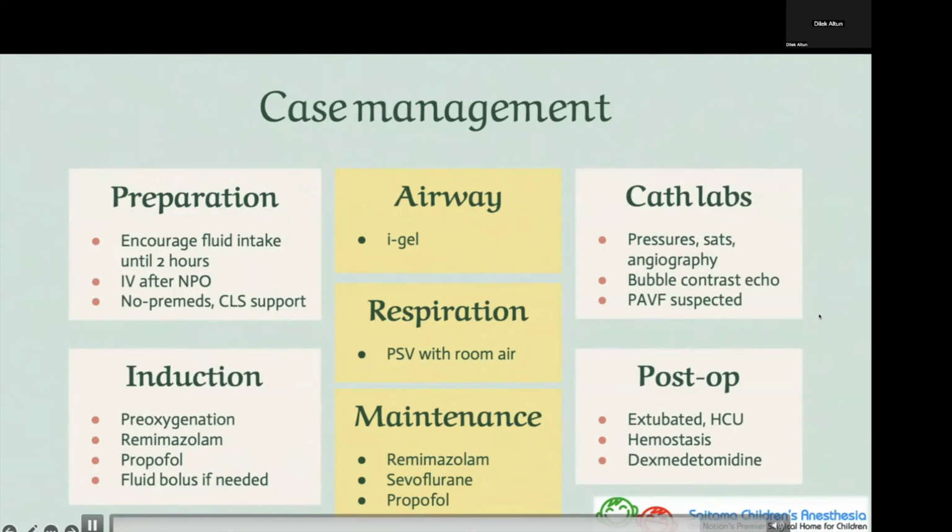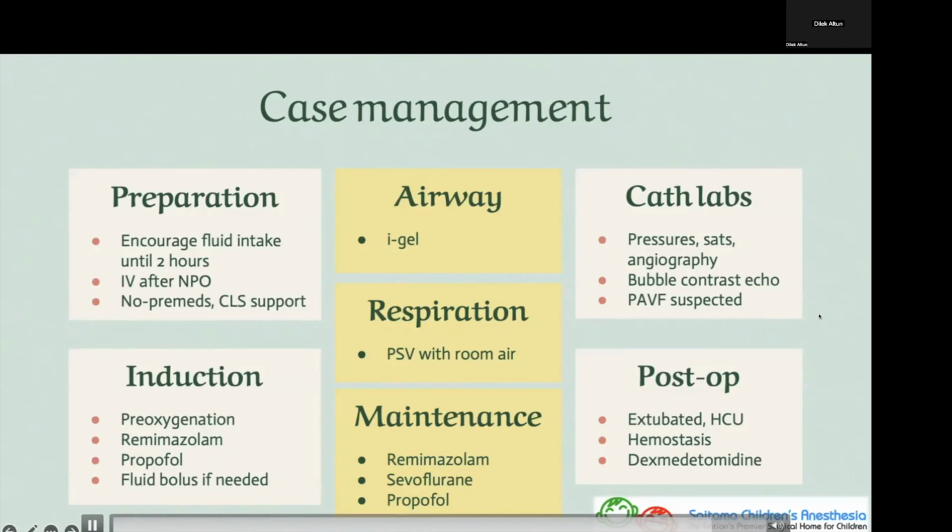hemodynamics. For the airway, we used an iGel supraglottic airway, allowing us to maintain spontaneous breathing. Respiration was supported using minimal pressure support ventilation with room air. For the maintenance of anesthesia, we continued with remimazolam, sevoflurane, and propofol.